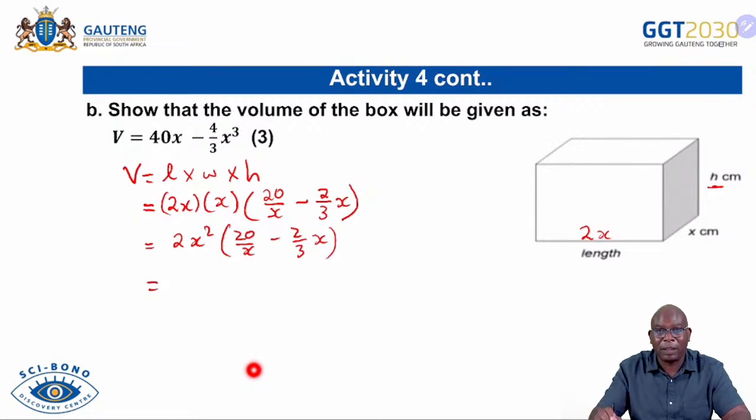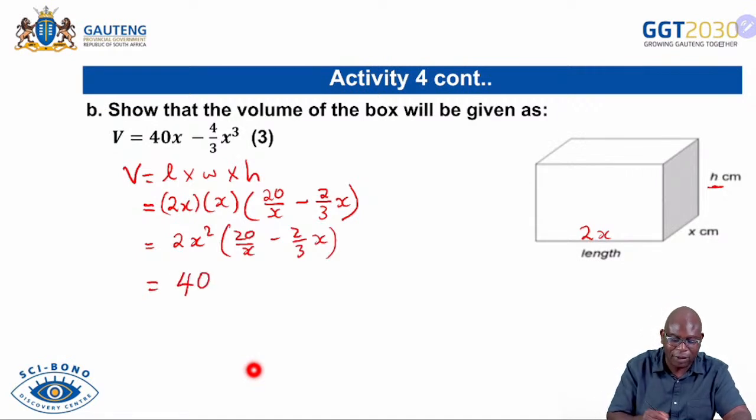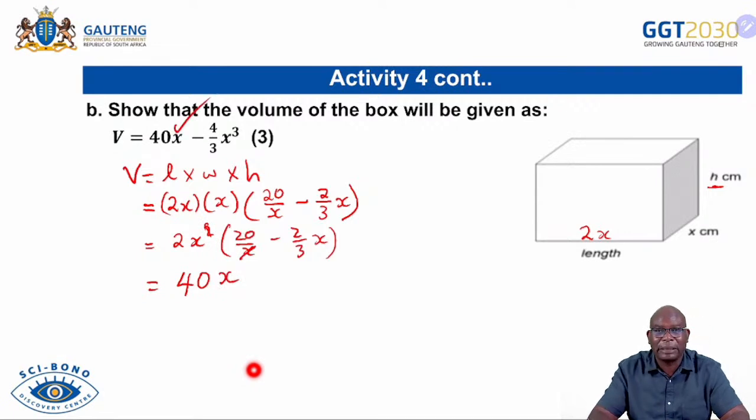2x squared multiplied by 20 over x. Oh, I can see my 40 is coming now. So 2 times 20 is 40. I can just write it down here. I've got 40. Then the x here will cancel with one of the x there. So I'm going to have 1x. Oh, nice. So I've got that part.